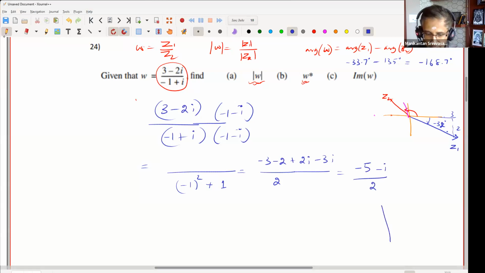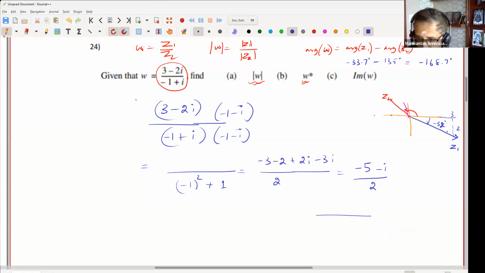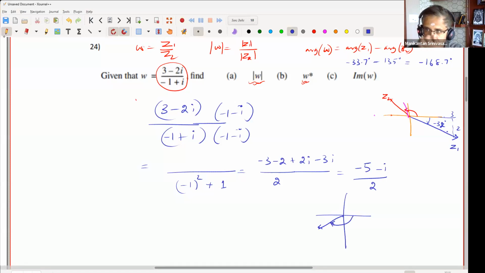So where will this complex number be? This complex number will be minus 5 minus i, so it will be something like this. And sure enough, we do see that this angle is close to minus 5 minus i in the third quadrant, right? So I'll draw the number line again. Minus 5 minus 1 will be this. And sure enough, this angle matches what we expect, minus 168.7. So it's good to see that both the polar form and the Cartesian form are giving consistent results.